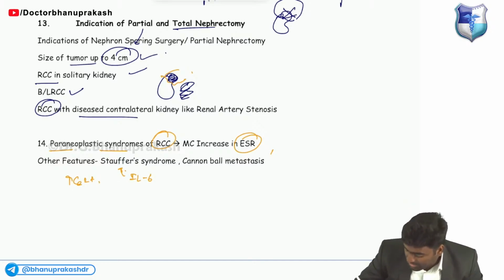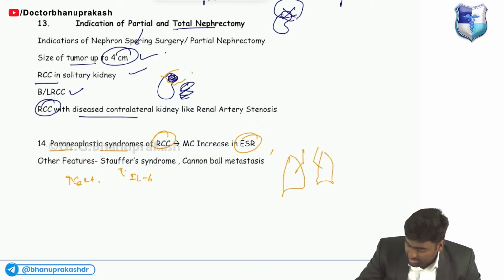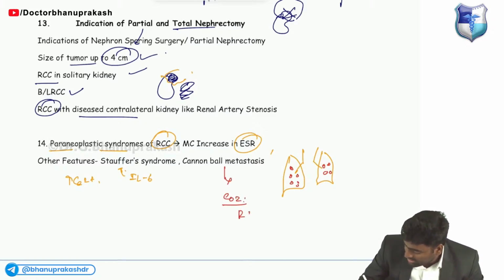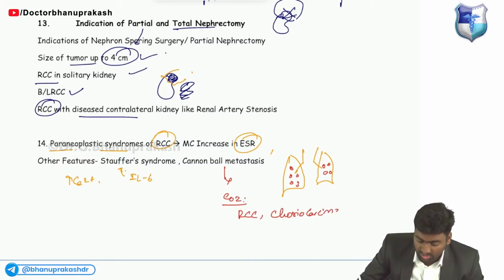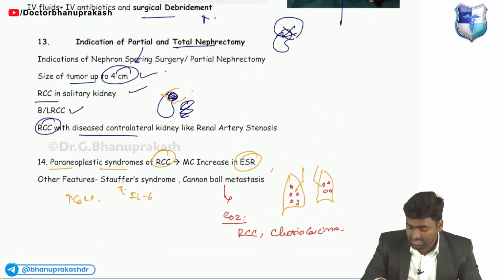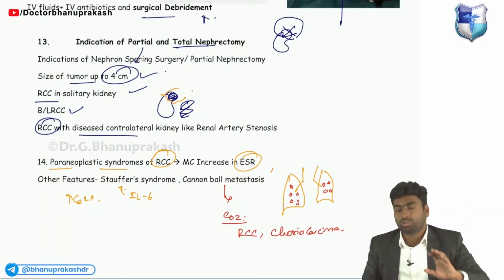And this RCC can go into the lungs. Metastasis into the lungs can cause metastases like cannonballs. It is known as what? It is known as cannonball metastasis. It is caused by both RCC and choriocarcinoma. Okay, choriocarcinoma. So guys, that's it about this urinary tract part.